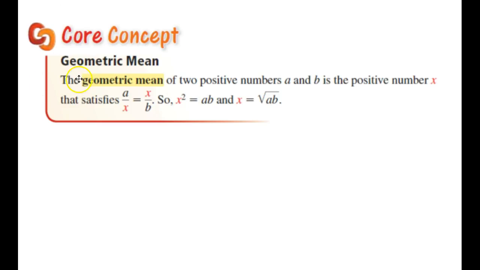So now we're going to look at geometric means. This was our final learning target for today. The geometric mean of two positive numbers is the positive number x that satisfies this equation. I'm going to take one of my numbers in the numerator and the other one in the denominator. So I know that x squared is equal to those two multiplied times themselves, right? And my geometric mean is x. So to find x, I have to take the square root of the two numbers multiplied by each other.